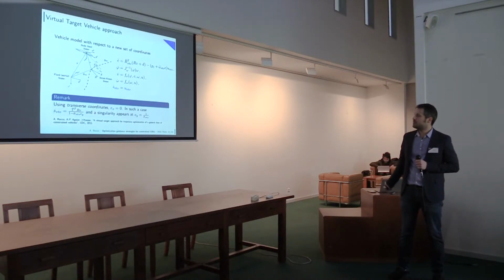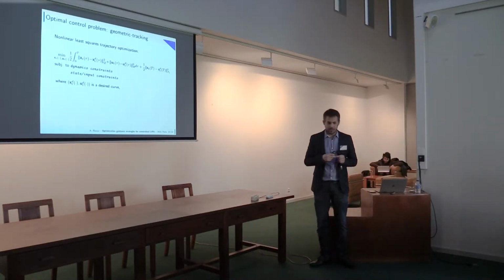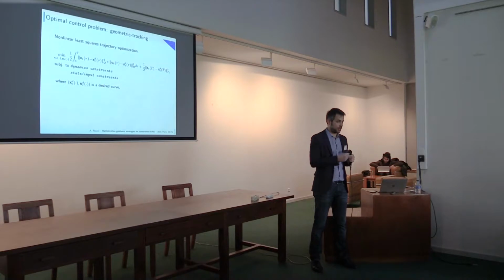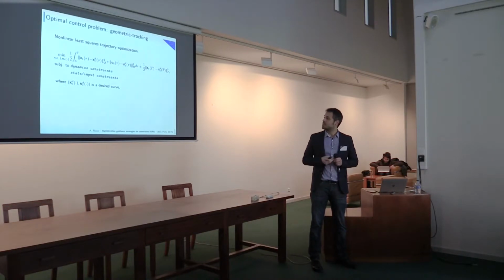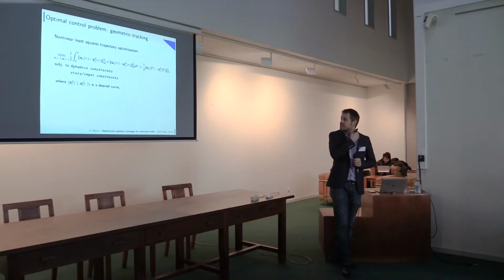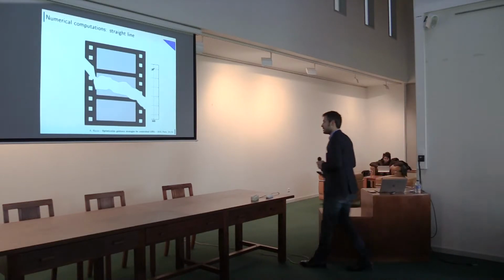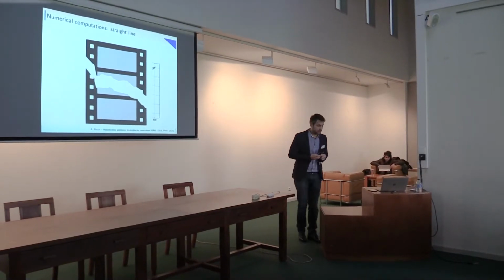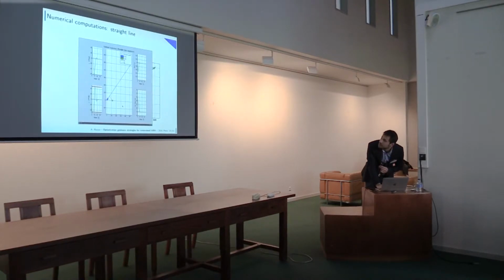And what we can do now is set an optimal control problem. So given a maneuver, like a loiter or something else, we look for a trajectory (X, U) of our system which is as close as possible to the desired maneuver. The (X, U) has to satisfy the dynamic constraints and some state and input constraints. Here are some numerical computations.